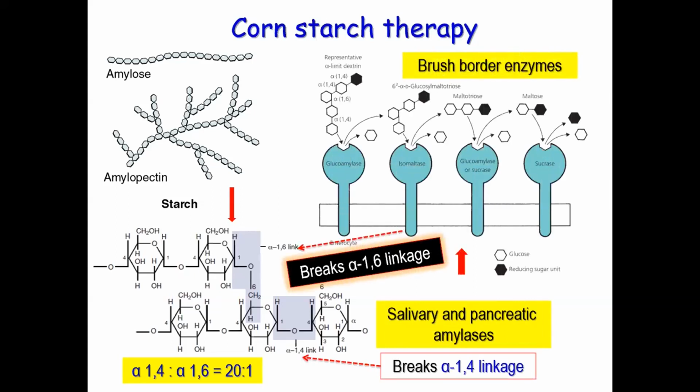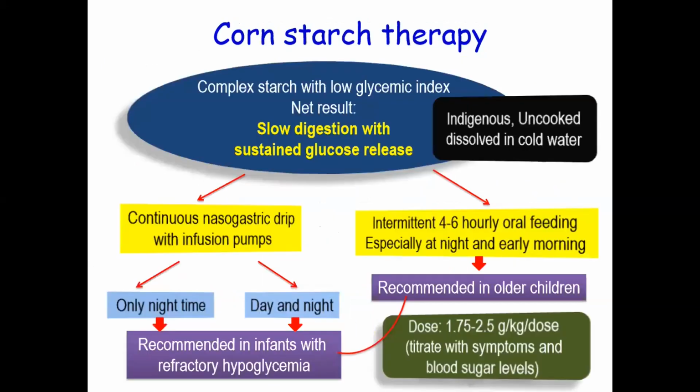Now, we give cornstarch because it breaks up little by little, and gives you a continuous and sustained supply of glucose from the gut to the body. So the ratio of alpha 1,4 to alpha 1,6 is the most optimum in cornstarch, and that's why it becomes the cornerstone of therapy. So what happens is the complex starches have a low glycemic index. So you have a slow digestion and sustained glucose release.